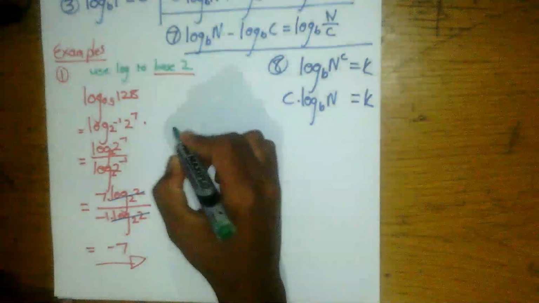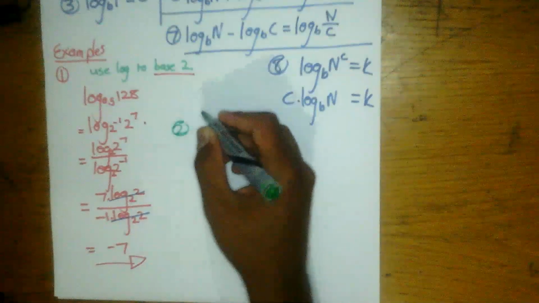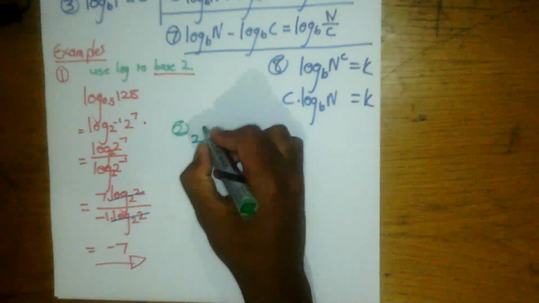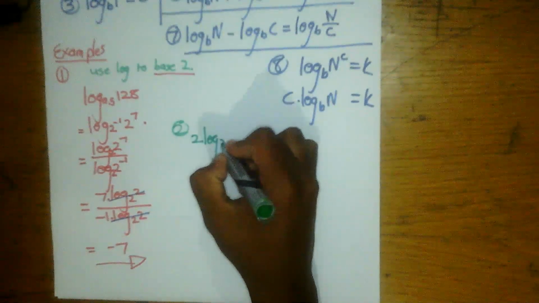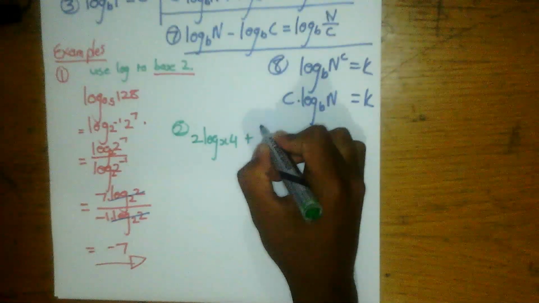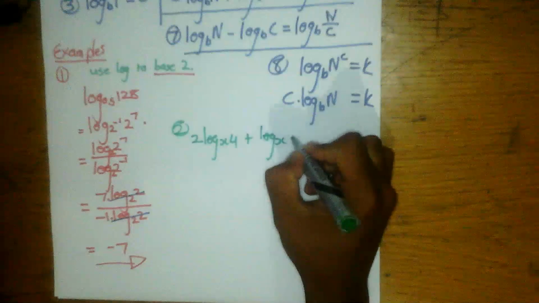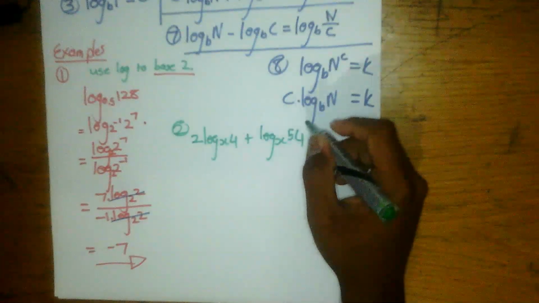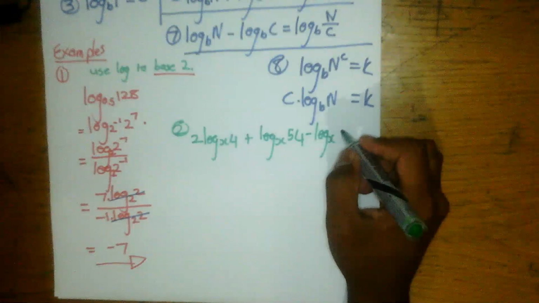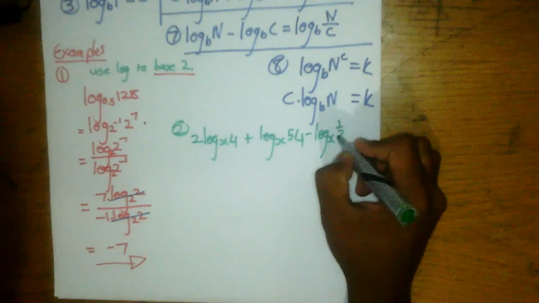So the next question is saying 2 log x 4 plus log x 54 minus log x 1/2 equals 3.